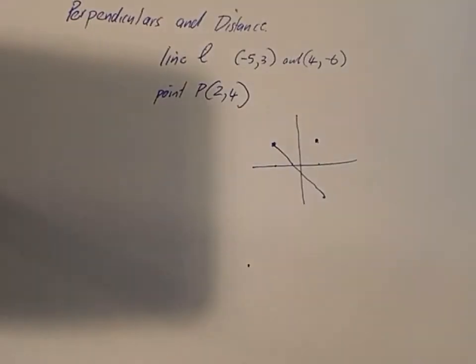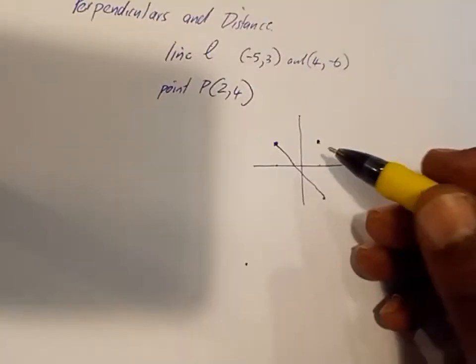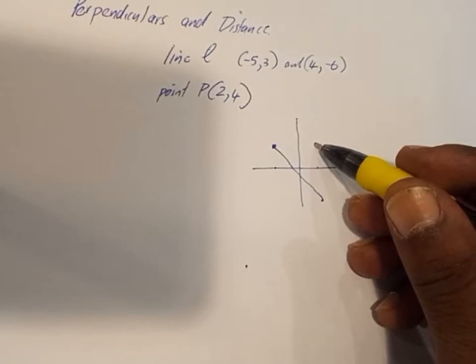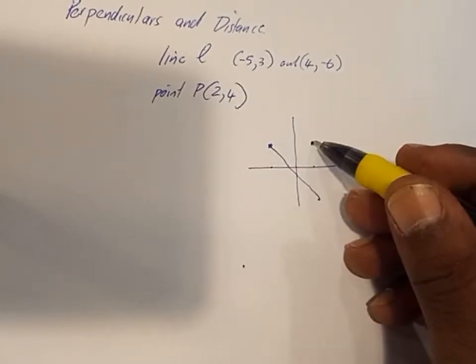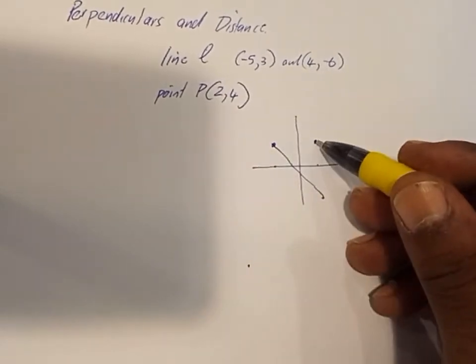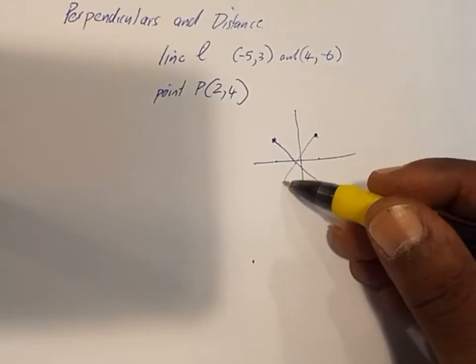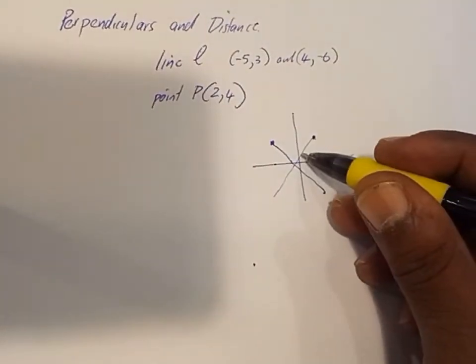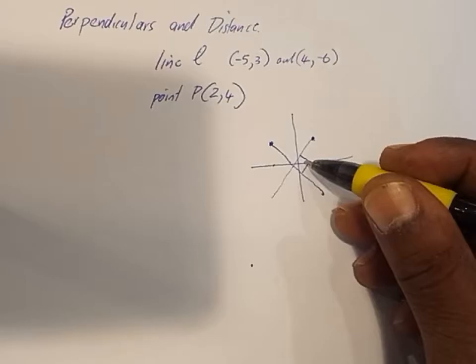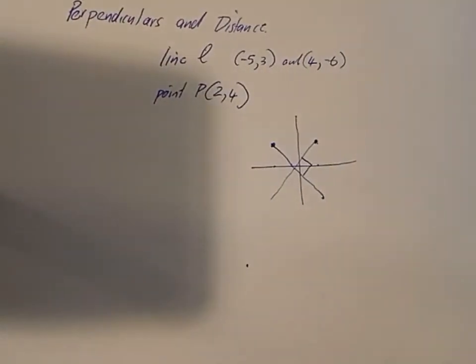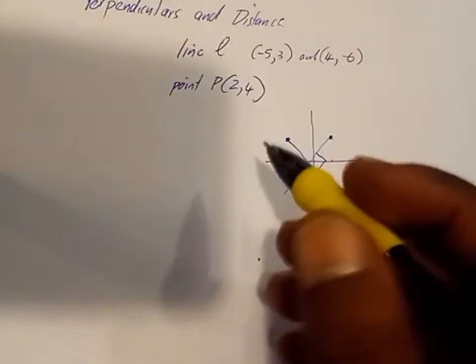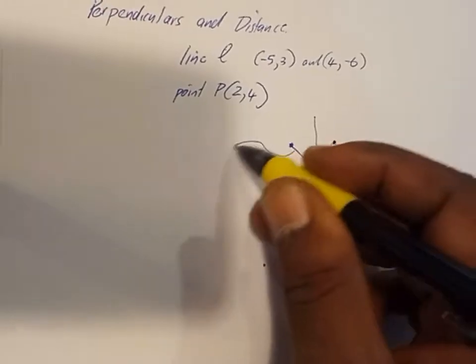Now, the construction has given us some help. What's the shortest distance between a point and a line? You think I should go from here to there? No, I'm going to take a perpendicular. I'm going to take a perpendicular approach. So here's the approach. Why don't I find the slope of that line?